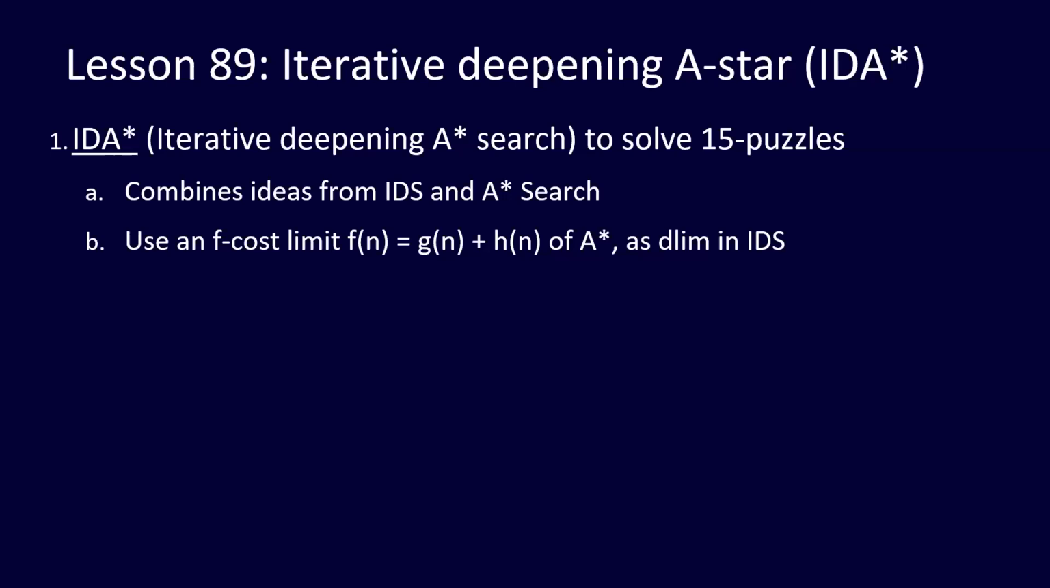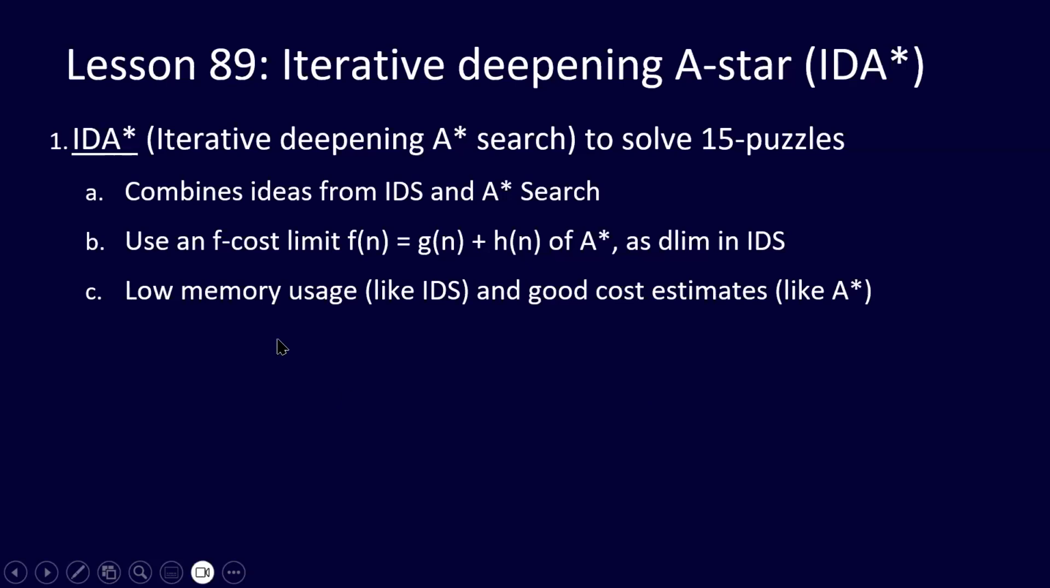And for the estimated cost heuristics, we found that the h2 value, which is the total Manhattan distance of all the panels in the current state, is a good one. So let's try this IDA star. The good point is that it has the advantage of low memory usage like IDS and good cost estimates like A star. Okay, let's try that.